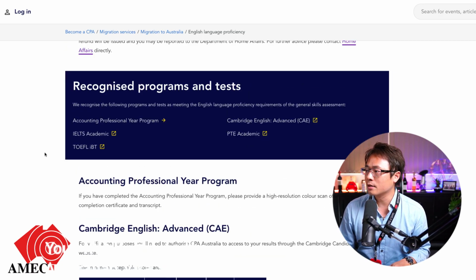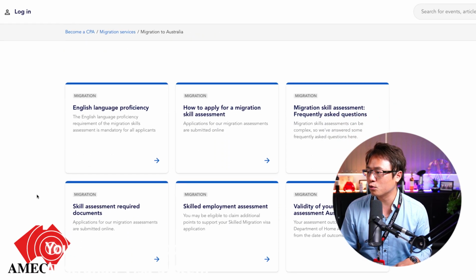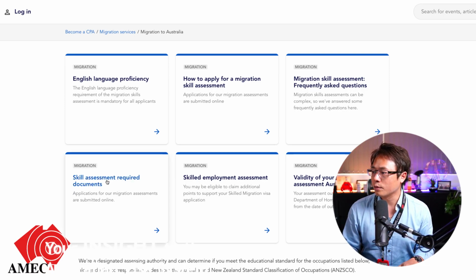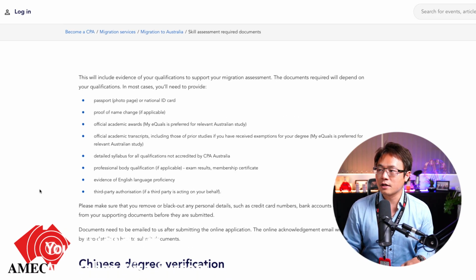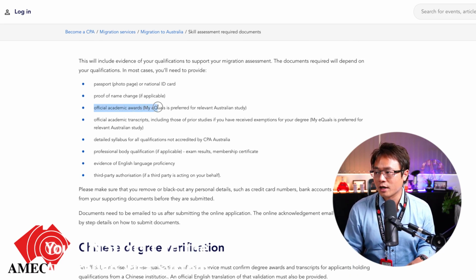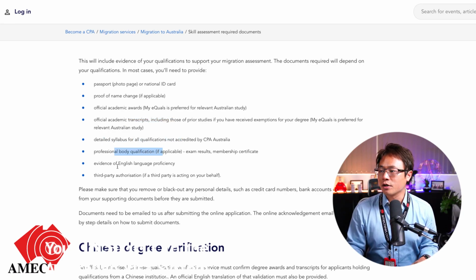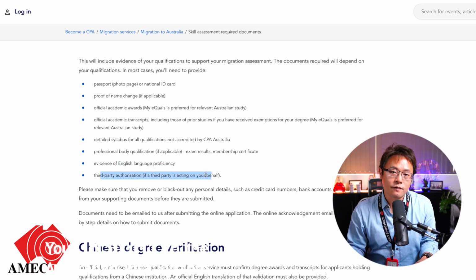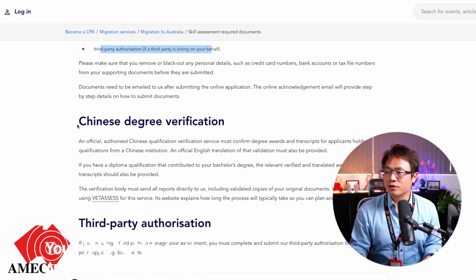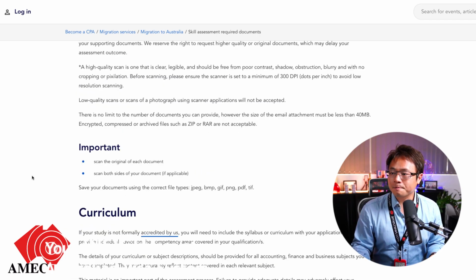And if we jump back just one page, where do we go? Okay, now we go to skill assessment requirement documents. Here we go. Now that gives you all the list of required documentation. That's passport, proof of name change if you have a name change, official academic awards, transcripts, syllabus is required, professional body qualification, evidence of English proficiency, third party authorization if you are having an agent or third party authorized recipient for you. If there's a Chinese degree, you're required to go through VETASSESS to get the Chinese degree verified.